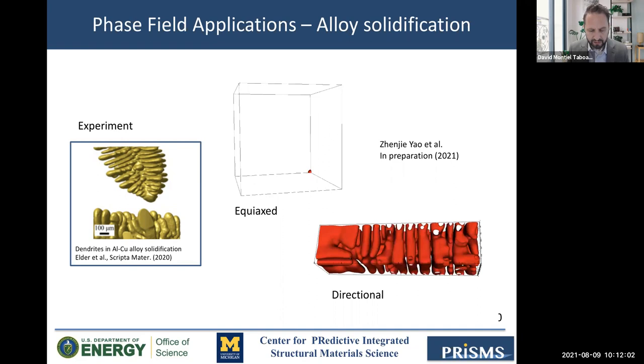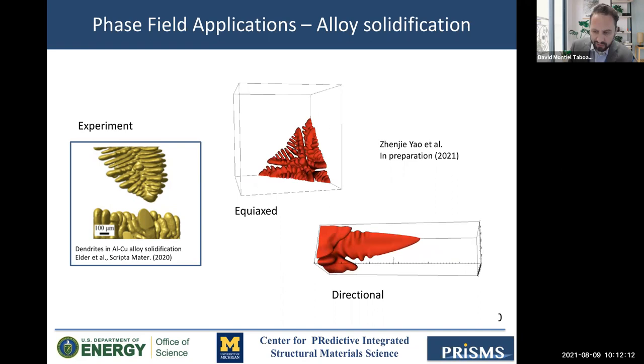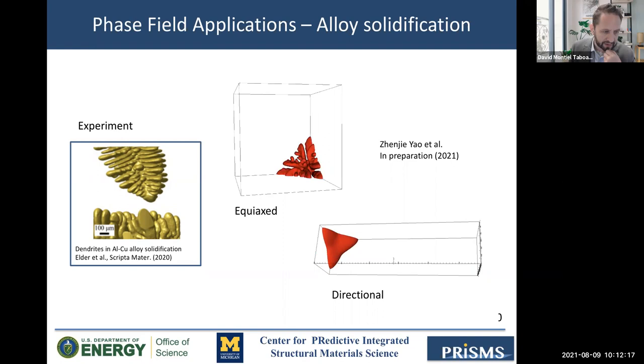The figure on the left is actually a four-dimensional, that means three dimensions in space and one in time, X-ray computed tomography from an actual dendritic growth experiment. So as you can see, this is pretty good, at least we can see here, qualitative agreement between what the simulation is predicting and what is actually happening.